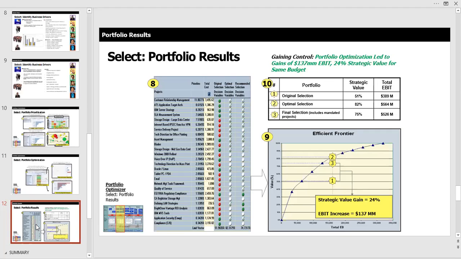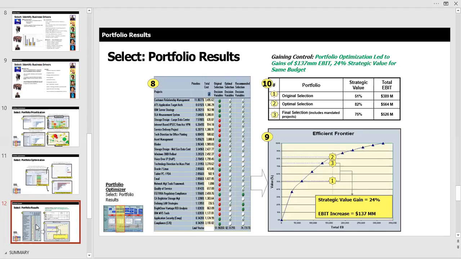The second one was your optimal selection, which had an 82% strategic value with an earnings before interest and taxes of $564 million. And then your final selection includes mandated projects. So what that means is that some projects are going to be required for regulatory requirements, even though they don't necessarily generate a return. So that's where that comes in and says, oh, okay, so here's what you would like to do, optimal, but here's what you're going to have to do because of regulatory needs. And that would be your final selection. And so you ended up at, let's say, 75% with an earnings before interest and taxes of $526 million.